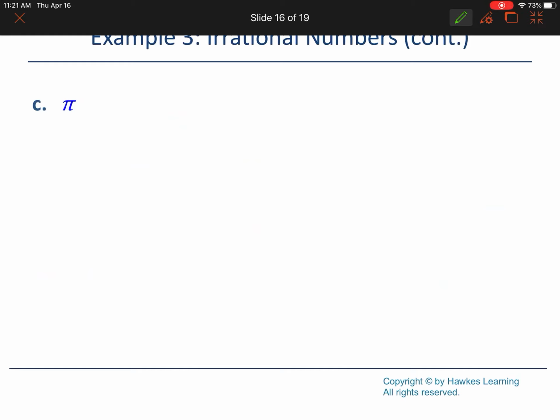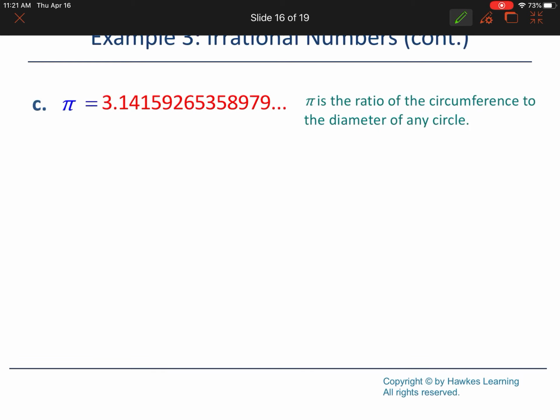So some other irrational numbers that you know, one is pi. So pi, which I know some of you might think it's 3.14, but it's not. That is an approximation of pi, right? It's 3.14159, and so on and on. This takes it out to quite a few places, right?